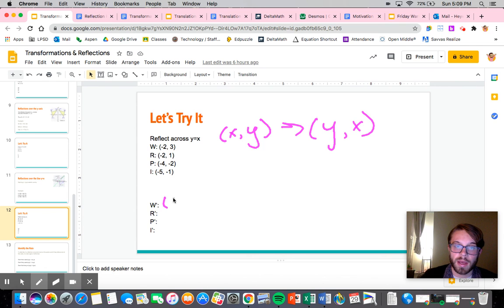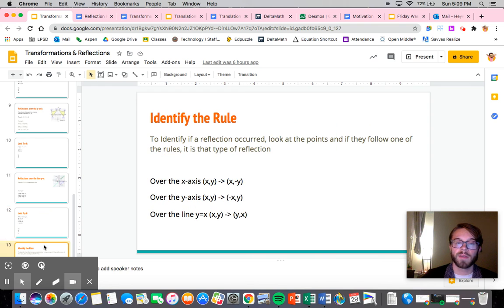So W prime would be 3, negative 2. I'm just flipping these, right? Same thing goes here. 1, negative 2. Negative 2, negative 4. Negative 1, negative 5. That's it. I just flip, all right? Simple enough.